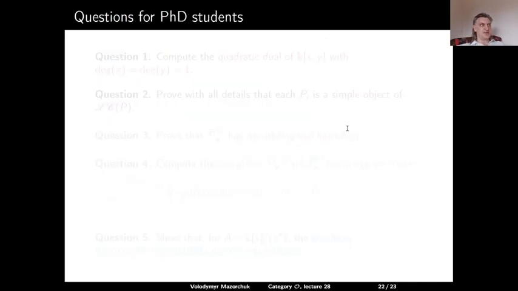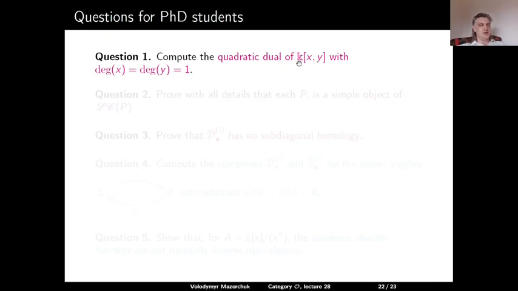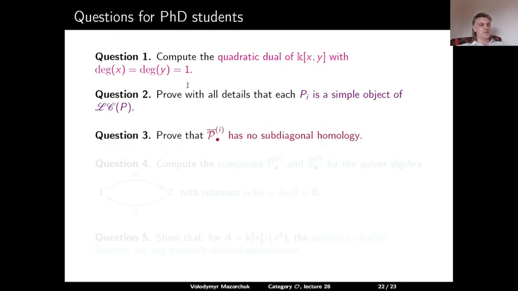Here are some questions for PhD students. Question number 1. Compute the quadratic dual of the polynomial algebra in 2 variables where the degree of each variable is 1. Question 2. Prove with all details that each Pi is a simple object of the category of linear complexes. Question 3. Prove that P overlined I has no subdiagonal homology.